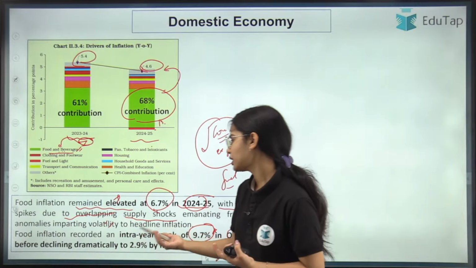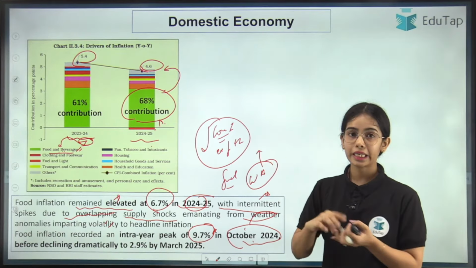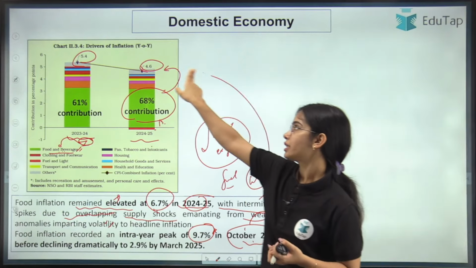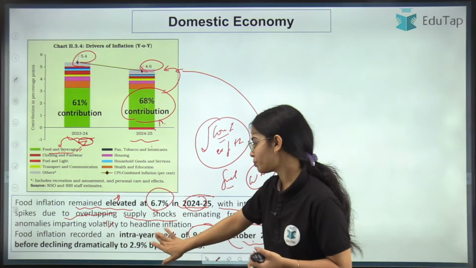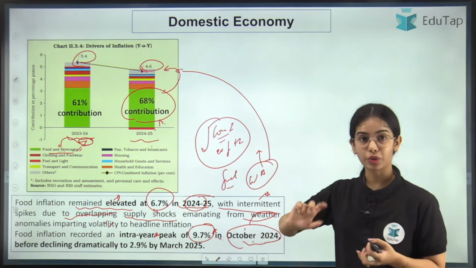There was volatility. Because of the weather anomalies and weather problems, there was an increase in food inflation, and because of the increase in food inflation, the headline inflation was also increasing. Food inflation recorded an intra-year peak of 9.7% in October 2024. So this was the highest in 2024-25.